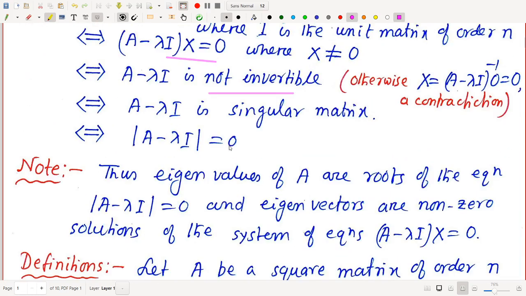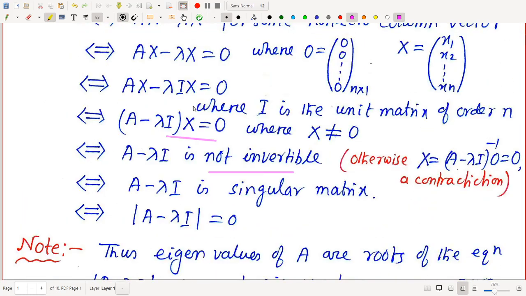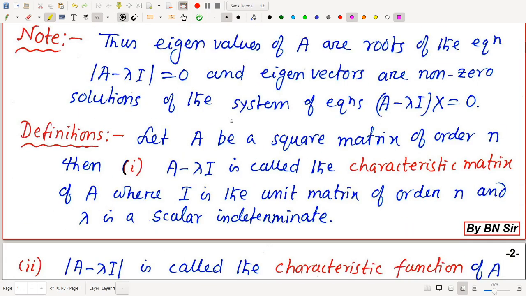Lambda is an eigenvalue if and only if determinant of A minus lambda I equal to 0. Thus, eigenvalues of A are roots of the equation determinant of A minus lambda I equal to 0. And eigenvectors are non-zero solution vectors of the system of equations A minus lambda I x equal to O. Non-zero solutions are eigenvectors. So from this theorem, we know how to calculate eigenvalues and eigenvectors.